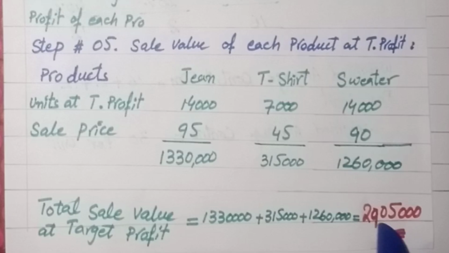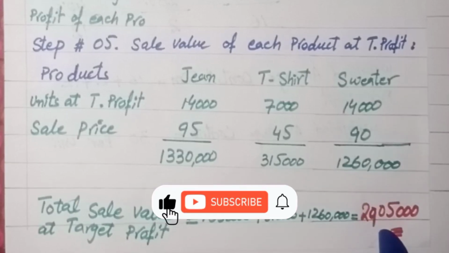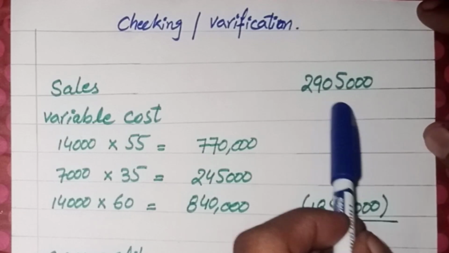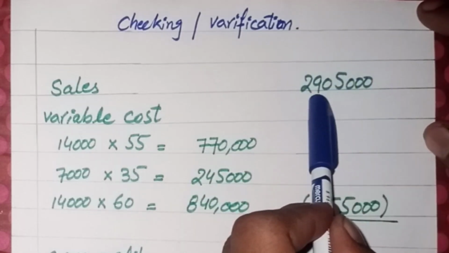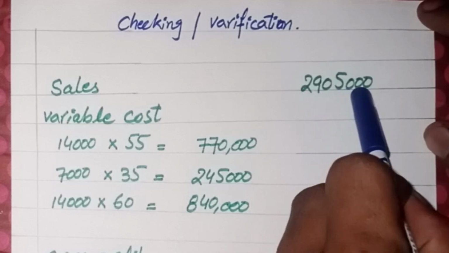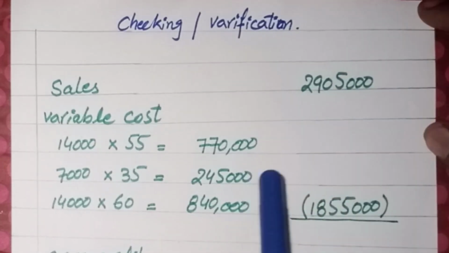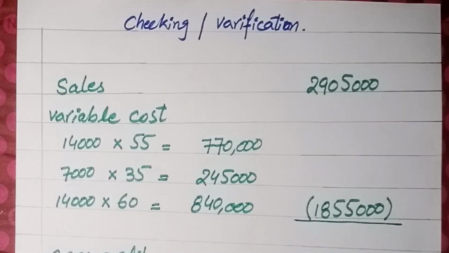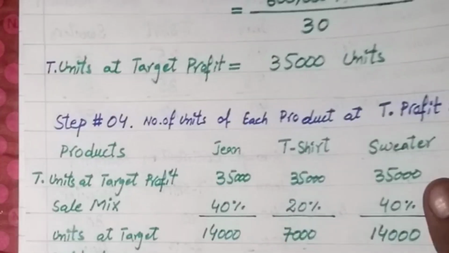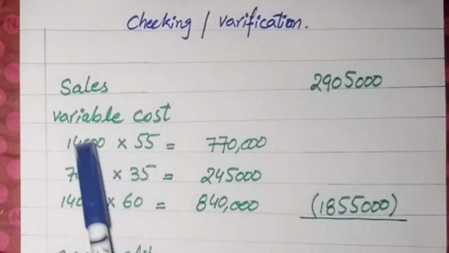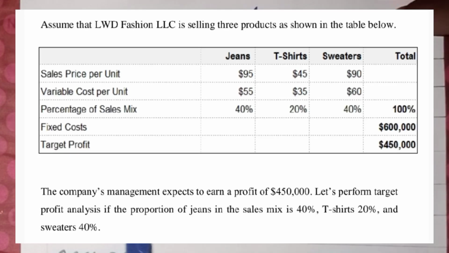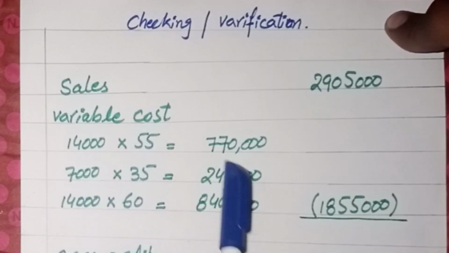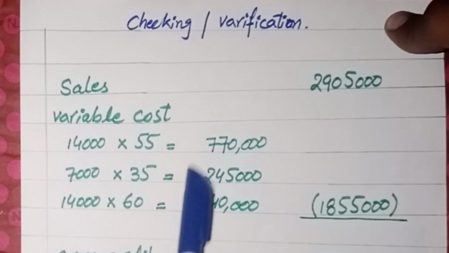Dear friends, if you want to check whether this value is correct or wrong, you can easily check it. We have calculated total sale value at target profit as 29 lakh 5,000, so we mention it here. We also calculated the total number of units of each product at this profit level in step number 4. First of all, we mention those, and the variable cost of each product is also given to us. So we multiply both these values and calculate total variable cost for each product.